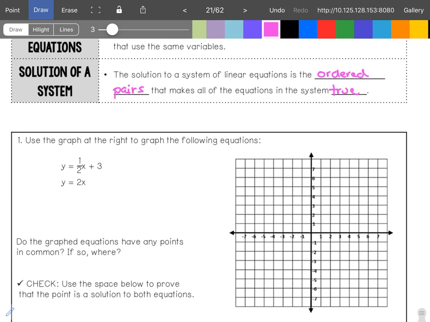All right, let's look at the first example. Use the graph at the right to graph the following equations. So this is just like yesterday, except we are going to graph two equations, and we are going to look for where they intersect.